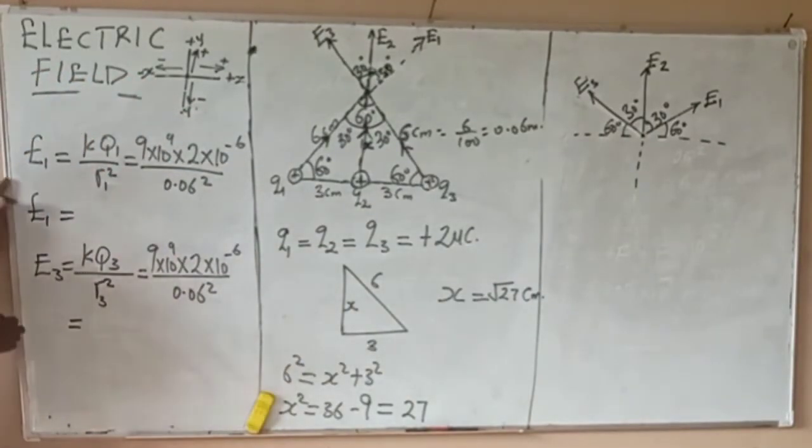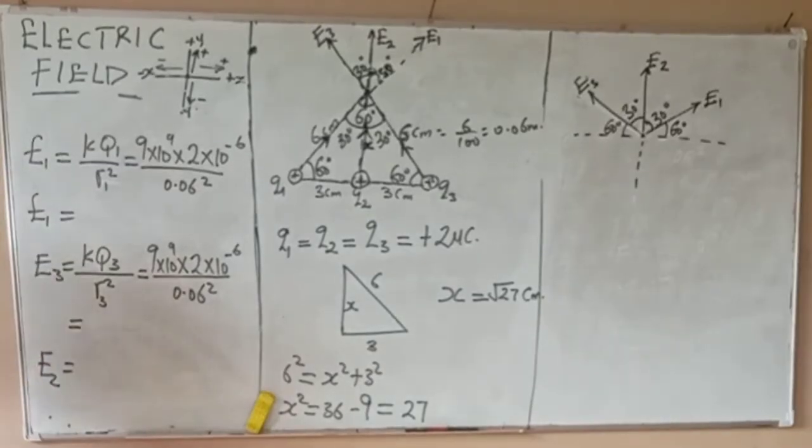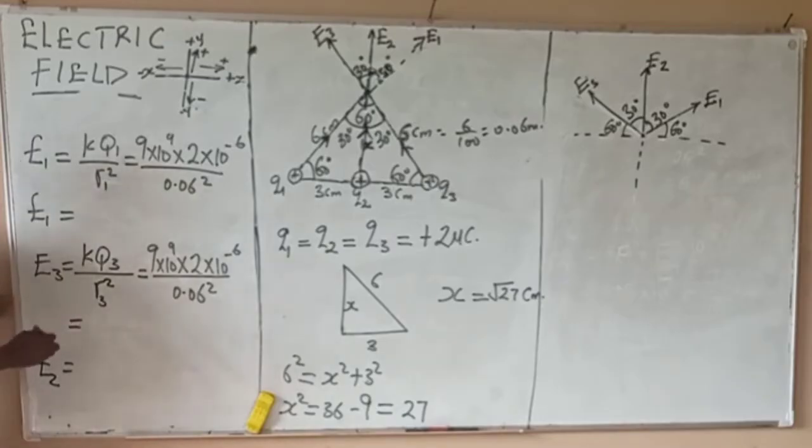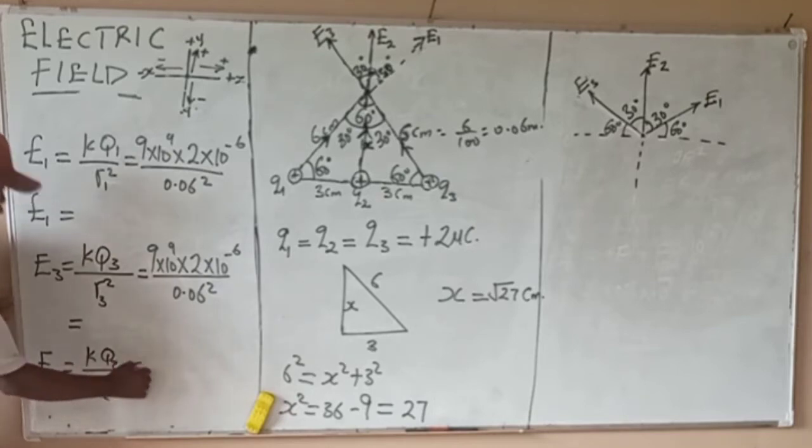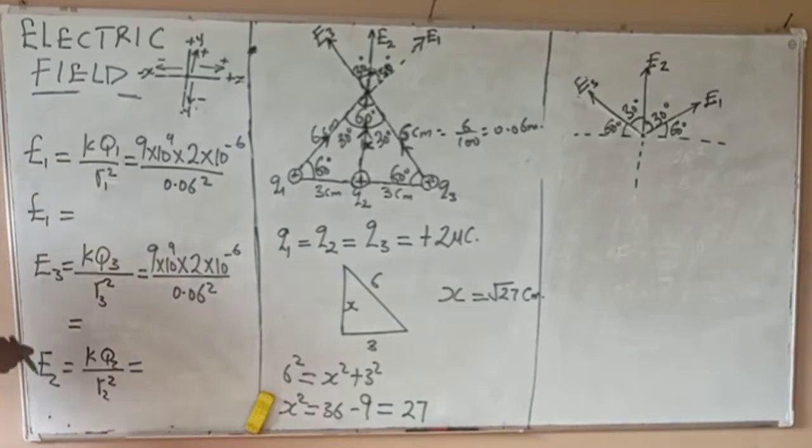Then what about our E2? E2 will be equal to our KQ2 over R2 squared. So what will this give us? Remember, E2 is in third form, this is 27. So let's move down to decimal, then put it to this place and see what we are going to obtain. Let's try that, see what we are going to get.